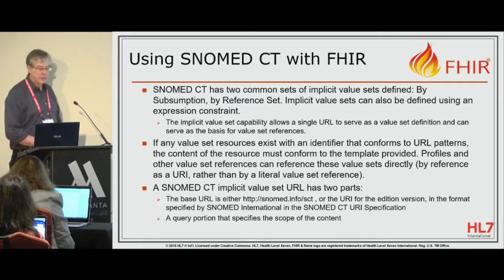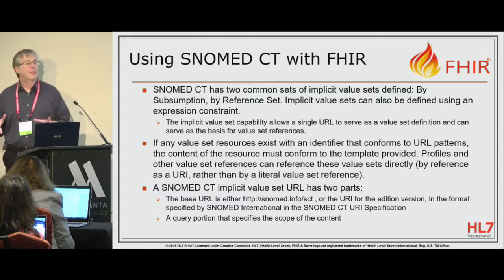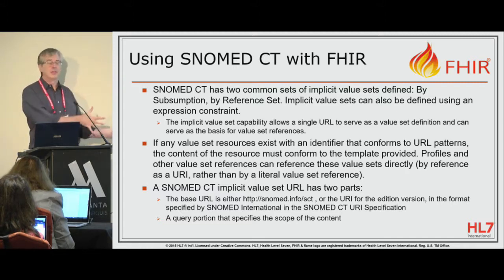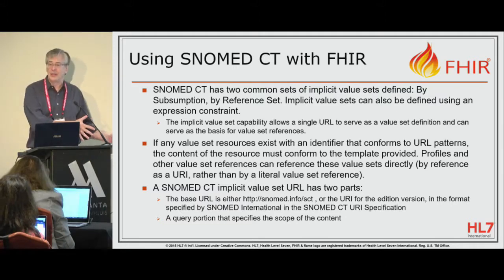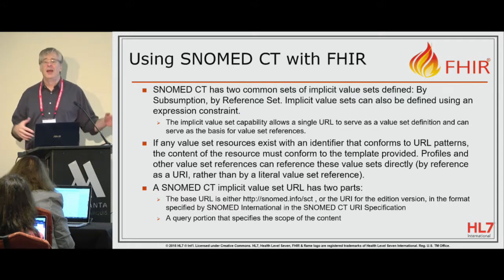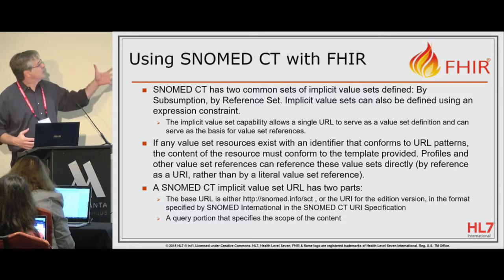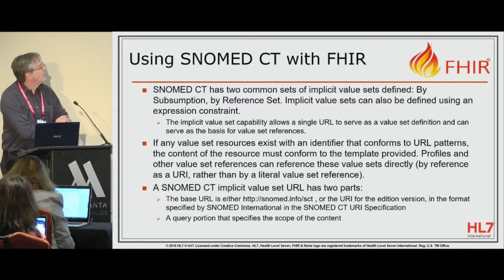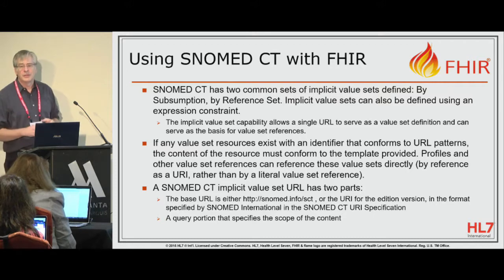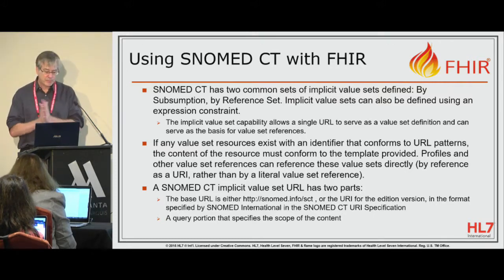Okay, so starting off with SNOMED, again, not going to go into depth because tomorrow morning there is a lovely half day on terminology, and B, I'm not that smart. So SNOMED CT has two common sets of implicit value sets. The way you do it to break them up is by subsumption or by reference set. You can also use the expression constraints to do it.